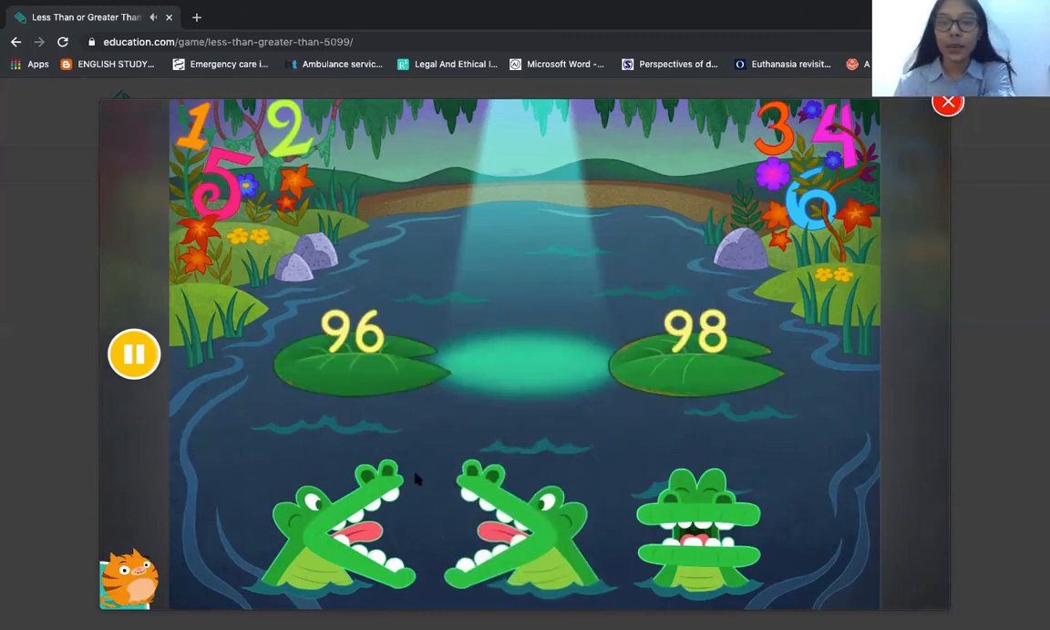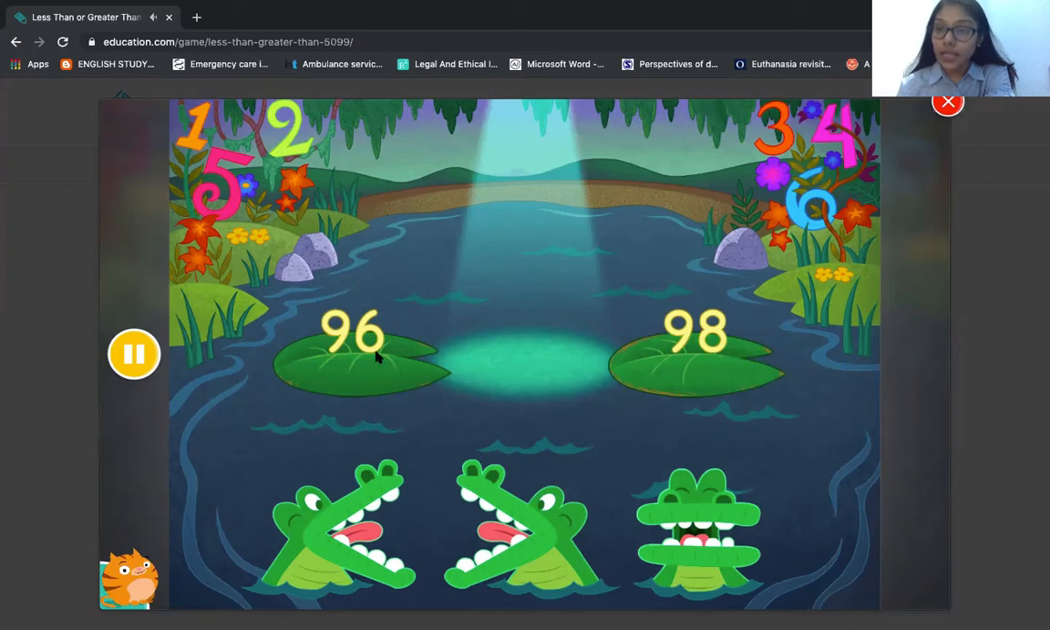Now let's try this one. We have 96 on one side and 98 on the other. Now let's compare this one. We have 96 on one side and 98 on the other side. But we have 9 in the tens place in both the numbers. So now let's look at the number in the ones place.